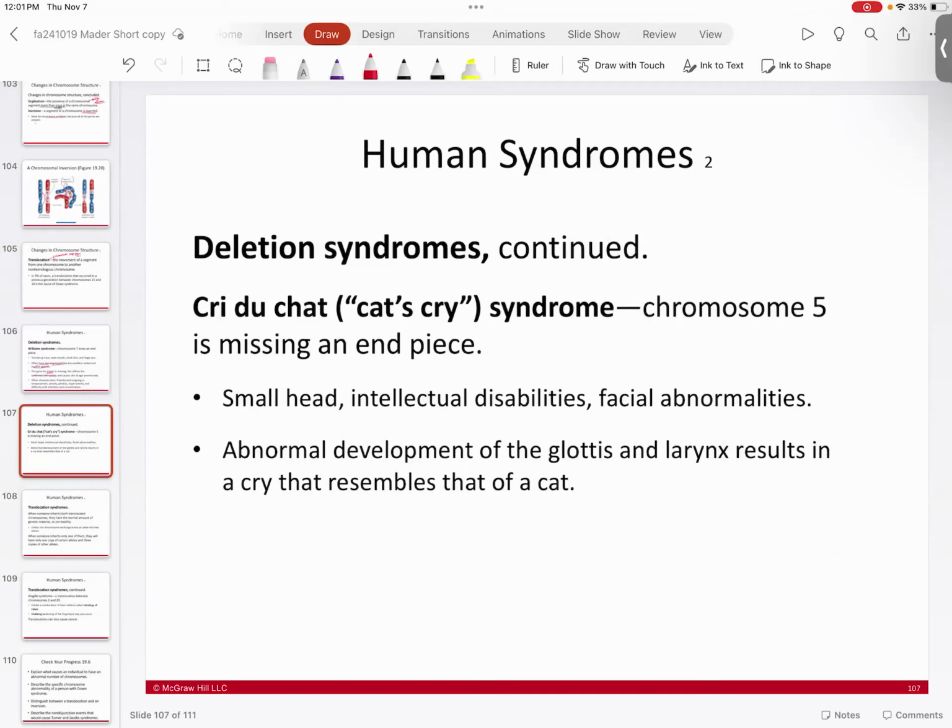Cri-du-chat basically is where a piece of chromosome 5 is missing. The important thing here is that you will have intellectual disabilities with this one, some facial abnormalities. Also, your vocalization, part of the problem is there's abnormal development around the larynx. So your vocalization will sound like a cat, and that's where they get the cri-du-chat, which actually is French for the cry of the cat.